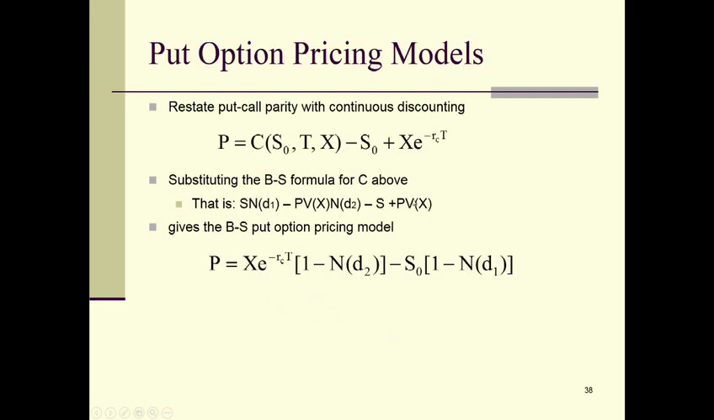So all you have to do is summarize the strike price. So this becomes 1 minus N(d2). Present value of X, positive, negative, so 1 minus N(d2), and again do the same with your stock. Positive, negative, so it becomes S times 1, which is S, minus N(d1). D1 and D2 are determined in the same manner as the call.